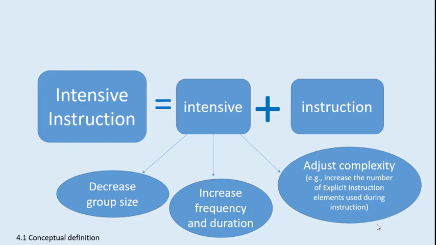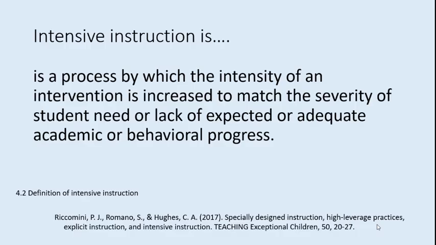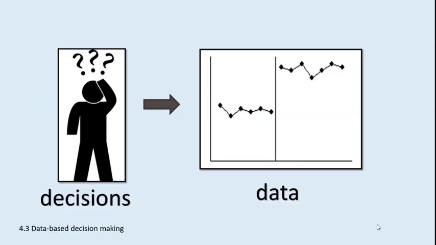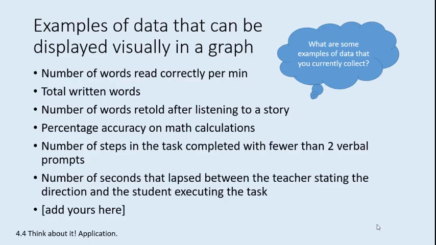In part 3 of this module, we examined 16 elements of explicit instruction. Another way to think about intensive instruction is as a process by which the intensity of an intervention is increased to match the severity of student need or lack of expected or adequate academic and behavioral progress. One hallmark of intensive instruction is the use of data to make decisions. To make decisions that are informed by data, we need a solid plan for collecting and representing data.